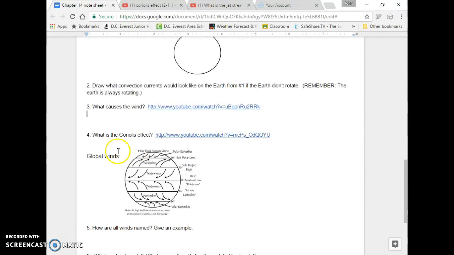All right, the next concept we're going to look at here falls into the world of what is a global wind. Okay, so this is talking about the Coriolis effect.